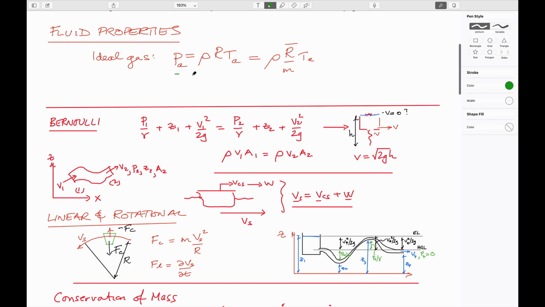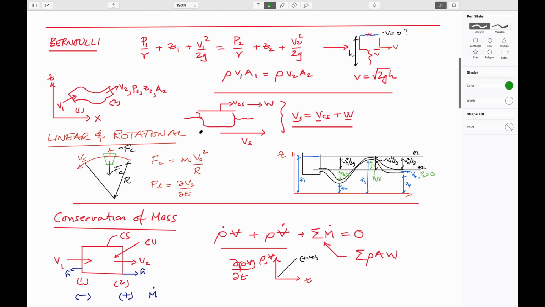You know the ideal gas law to be able to define the equation of state of a gas. Remember that pressure is related to density, the gas constant for a particular gas, and the temperature. Both pressures and temperatures have to be absolute. Alternatively, the other way to define it is in terms of the universal gas constant divided by the molecular mass of a particular gas. And so that's the ideal gas law.